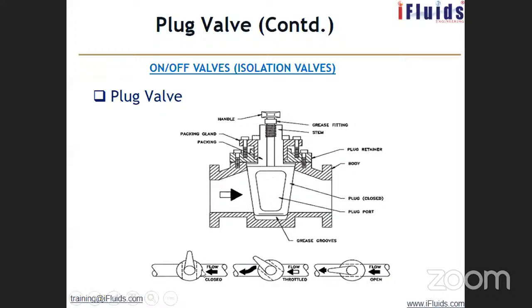The flow, it shows, the bottom one shows the flow is closed. When you bring it to this direction, in some cases open and close will be marked on the valve body itself. In some cases, when you put the lever along the piping direction, then it is open. If you turn it to 90 degrees, the valve is closed.